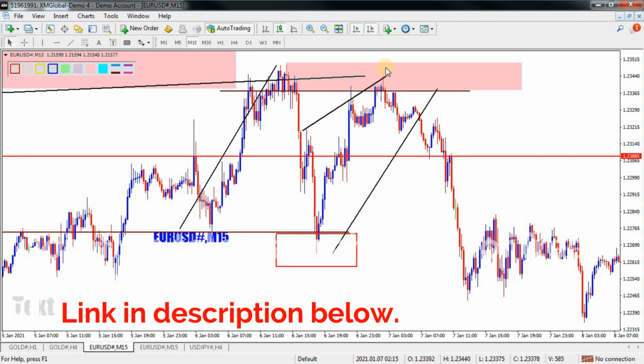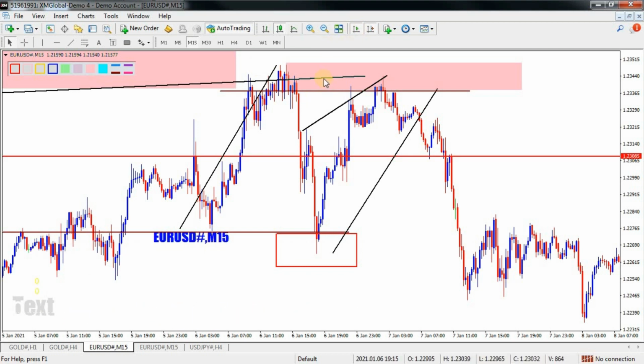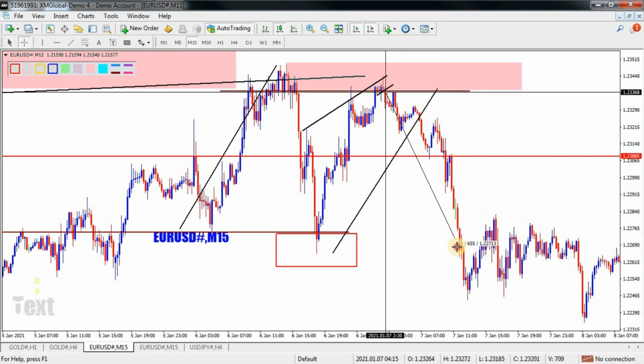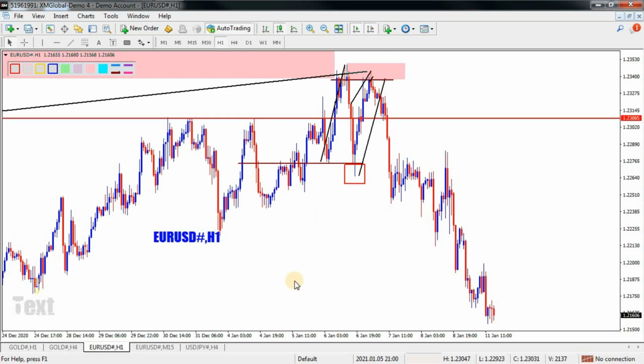After structure was broken, price went back to our supply zone where the orders are, and then you can enter your trade, have your stops above the zone, 18 pips, and yeah, look at that, right? Very good amounts of pips, right?